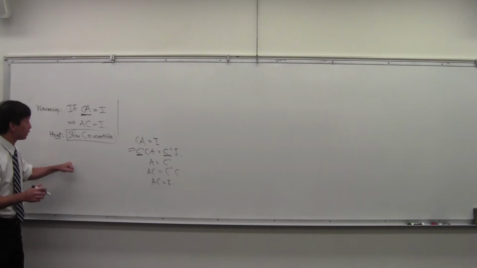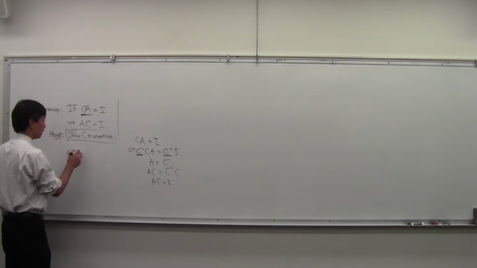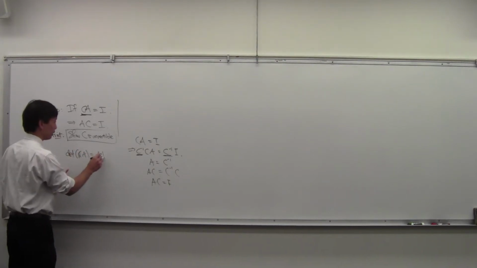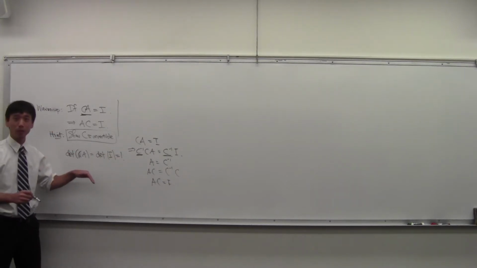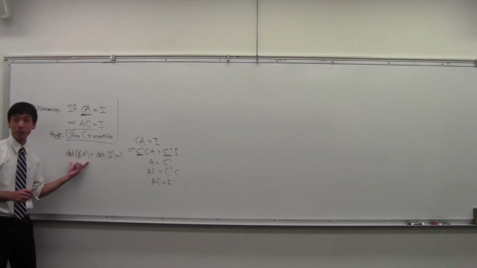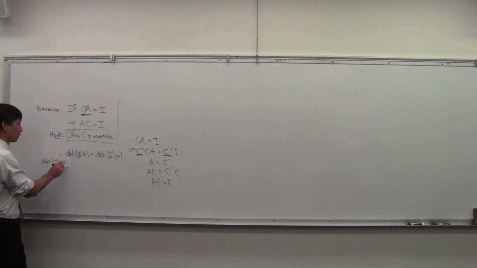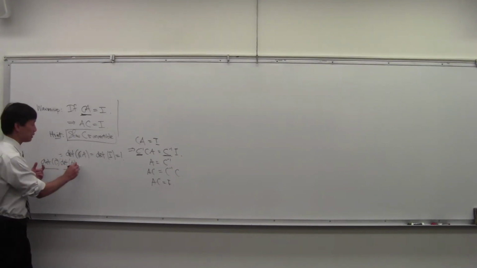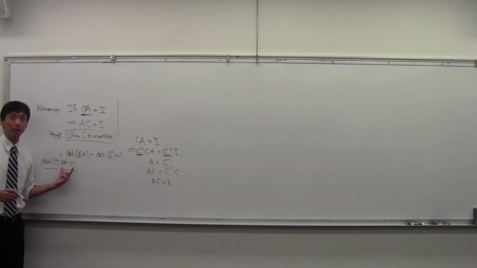So we know that the determinant of CA is the same thing as the determinant of I, which is 1. The determinant of the identity matrix is 1. What do you know about the determinant of a product? You can split it. This is the determinant of C times the determinant of A. So you've got this times this equals 1. So neither of them could be 0.